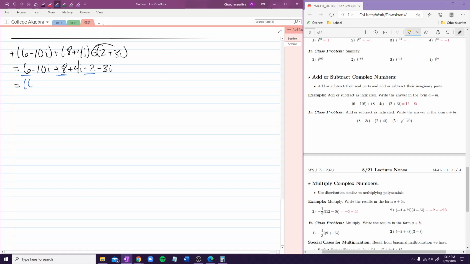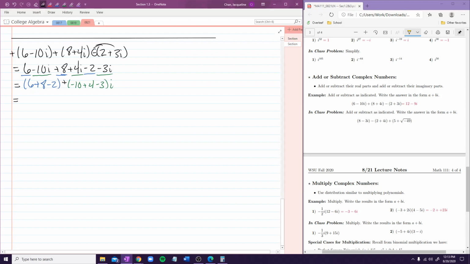Okay, so I'll just write it down so we can see it. And then we're going to gather all of the imaginary parts. So this is going to be negative 10 plus 4 minus 3i. I just factor out the i because i is a common thing. Like if you distributed the i, you'll still get these 3 terms.